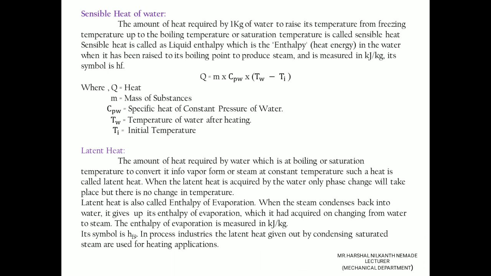When the steam condenses back into the water, it gives up the enthalpy of the evaporation which it had acquired on the change of water to the steam. The enthalpy of the evaporation is measured in kilojoules per kg. Its symbol is hfg. In process industry, the latent heat given out by the condensing saturated steam is used for the heating application.